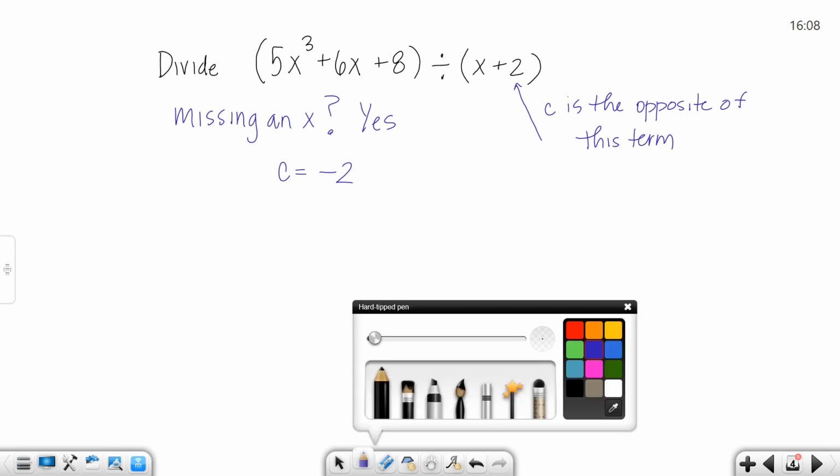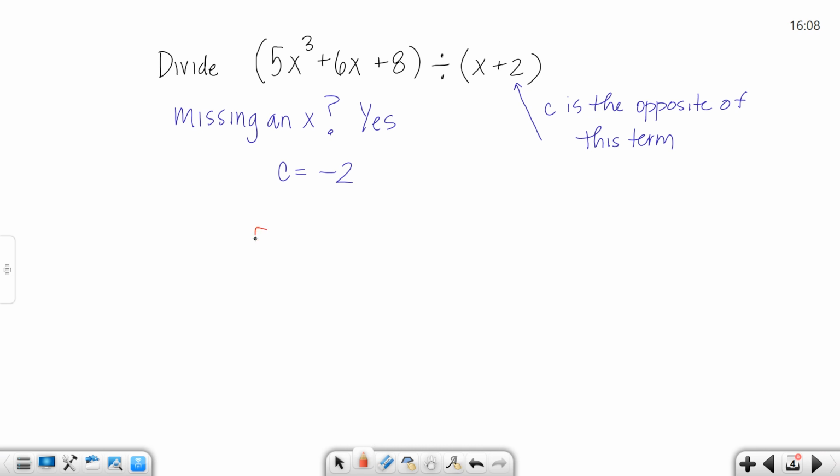So here's how it would set up. I would start with 5x to the third. There's not an x squared, so 0 would go there. Then I'd have my 6 and my 8. The c value is negative 2. Make sure you see where all of those digits came from.